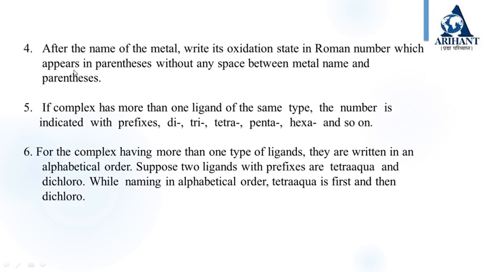If complex has more than one ligand of the same type, the number is indicated with prefixes di, tri, tetra, penta, hexa, and so on. For the complex having more than one type of ligands, they are written in an alphabetical order. Suppose two ligands with prefixes are tetraaqua and dichloro. While naming in alphabetical order, tetraaqua is first and then dichloro.